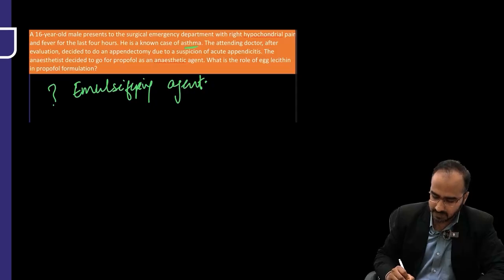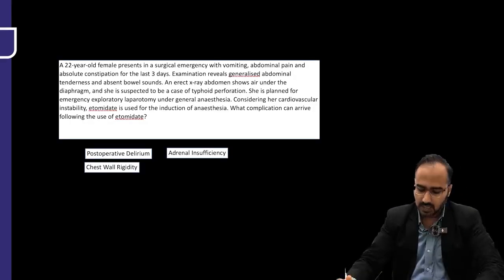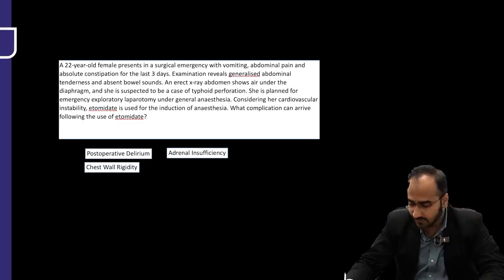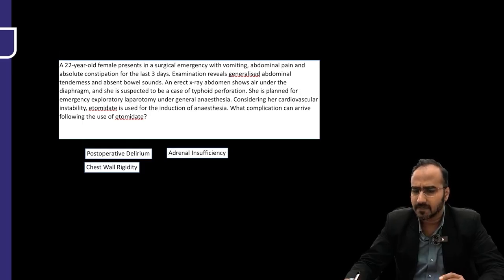Right? Next, a 22-year-old female presents in a surgical emergency with vomiting, abdominal pain, and constipation for 3 days. Examination reveals abdominal tenderness with absent bowel sounds. Looks like obstructed bowel. X-ray shows air under the diaphragm, intestinal obstruction case. She is suspected to have a typhoid perforation. She is planned for emergency laparotomy under general anesthesia. Remember, the first few lines are usually not necessary. Now, considering her cardiovascular instability, etomidate is used for the induction agent.